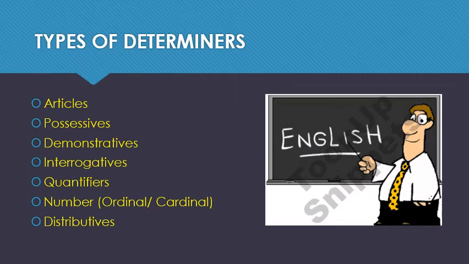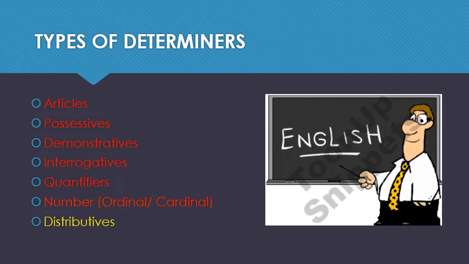So, types of determiners. See, there are 7 types of determiners: articles, possessives, demonstratives, interrogatives, quantifiers, number, it can be ordinal or cardinal, and then distributives.